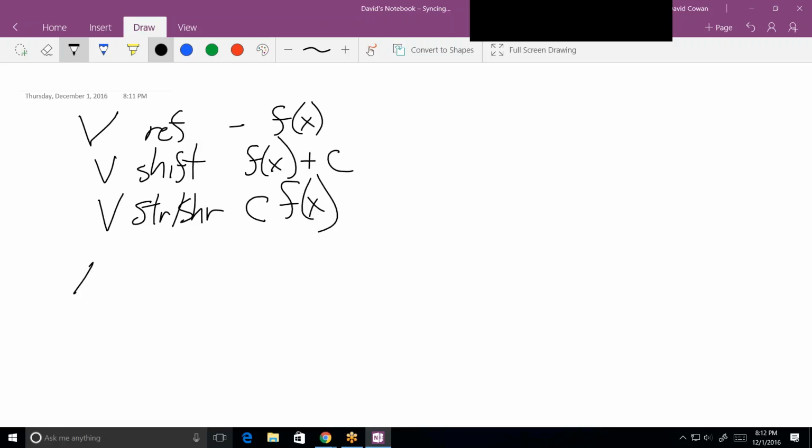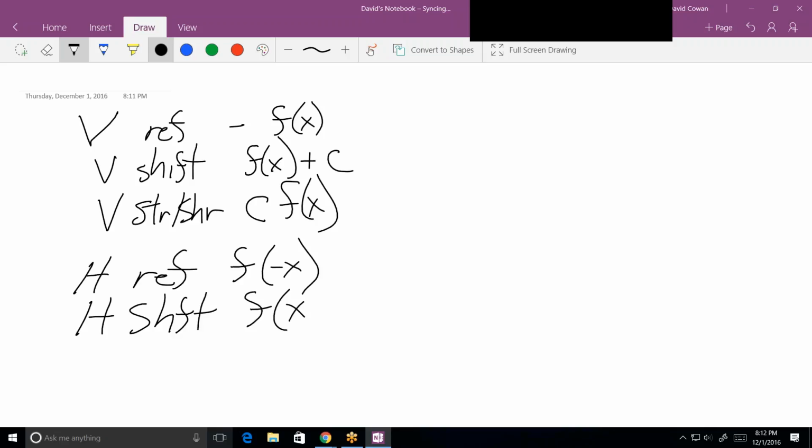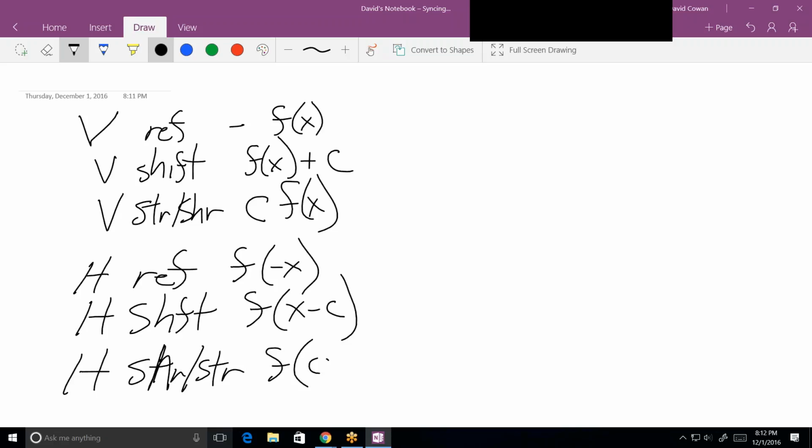Yes. And then you have 3 horizontals. Horizontal reflection is f of negative x. Horizontal shift is f of x minus some c. And a horizontal shrink or stretch is f of some c times x. Notice the difference between verticals and horizontals. Verticals, everything is outside the function, right? Horizontals, everything is inside the parentheses or inside the function. And that's the way you want to look at these.